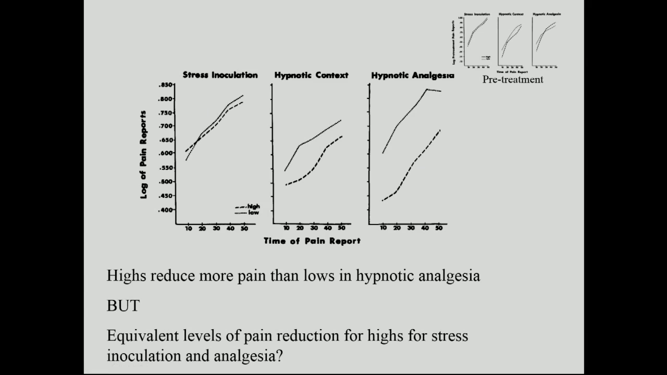So I conclude that there was no evidence for hypnotic analgesia being more effective for highs than stress inoculation. All three packages reduce pain considerably. But as far as we can tell, we can keep the theory that there are equivalent levels of pain reduction for highs, for cognitive behavioral therapy, and for hypnotic analgesia. It's just that we can reduce pain more than we know. I mean, to a degree that would probably shock you if you tried these techniques. The degree of pain reduction that can be achieved simply by the way we control our minds.